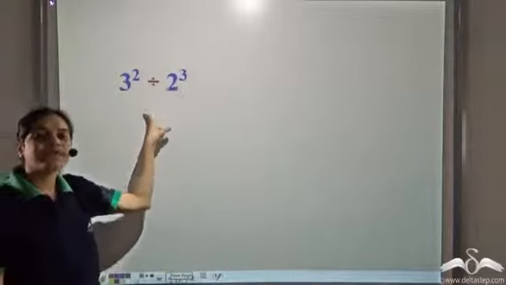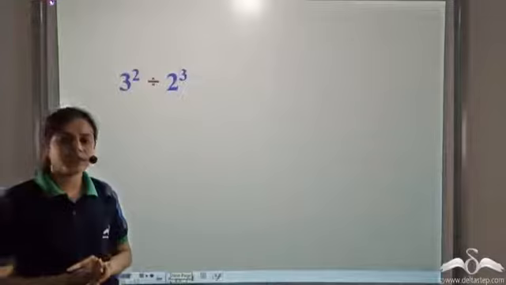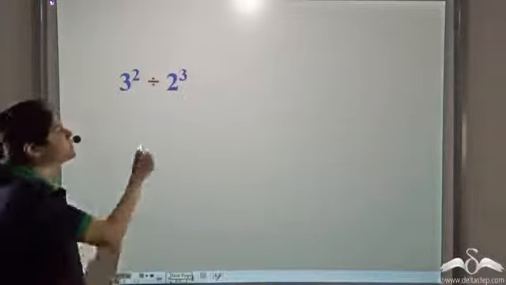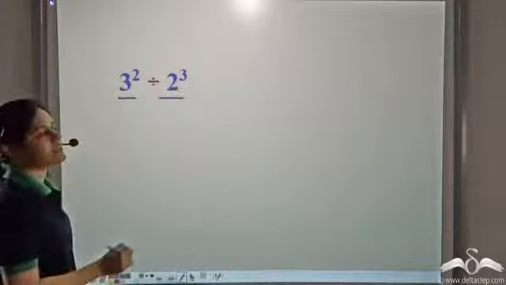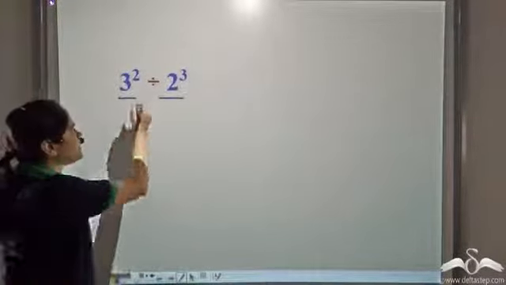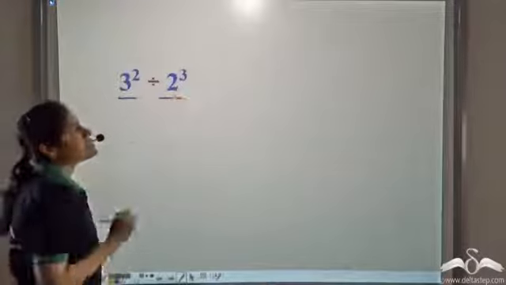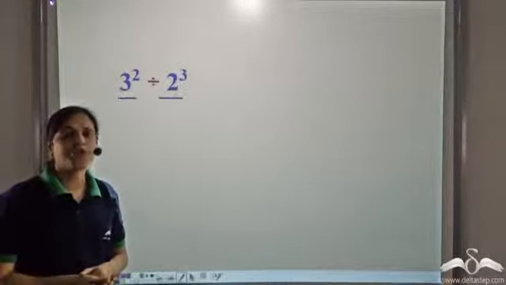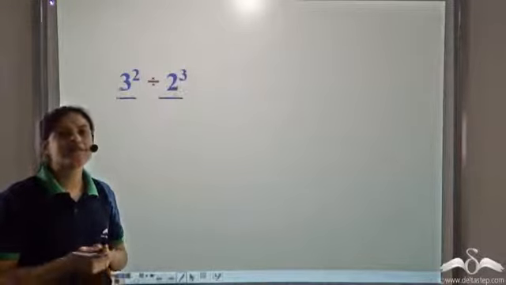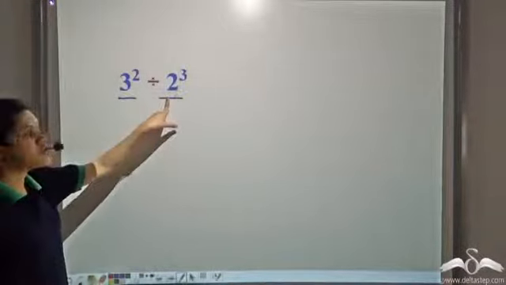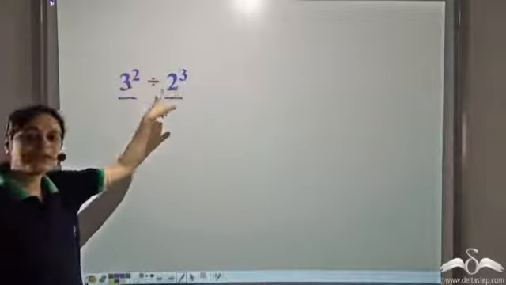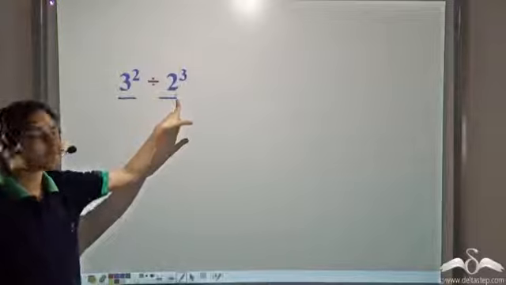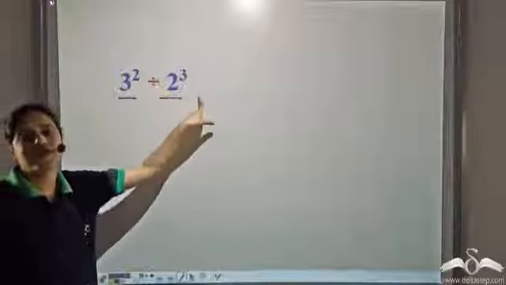Now can you simplify this expression using the law of exponents? No, you cannot, because the bases are different in both the cases. In this case, the base is 3. In this case, the base is 2. And the law of exponents for division holds if the bases are the same. So the law of division holds if the bases are the same, and if the bases are the same, then the powers get subtracted.